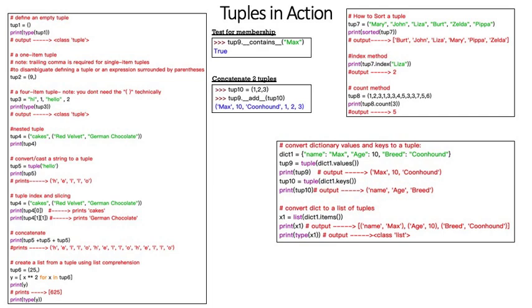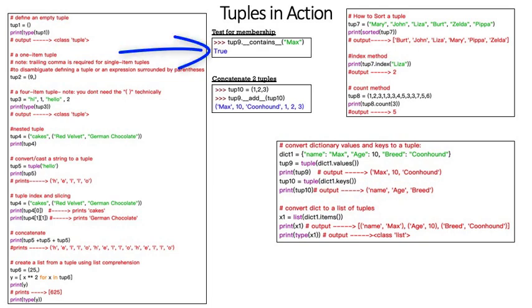I can convert a dictionary to a list of tuples. So x1 equals list dict1.items. So I'm using my same dictionary from above. Then I can print x1, and the output is pairs: name and max, age and 10, breed and coonhound. So it truly is a list filled with tuples.